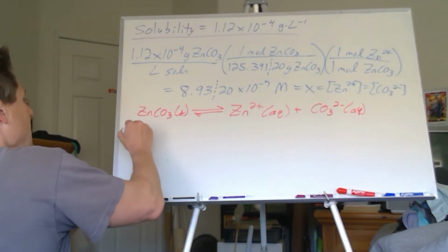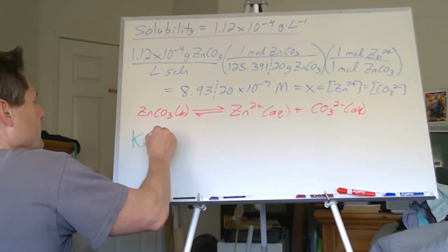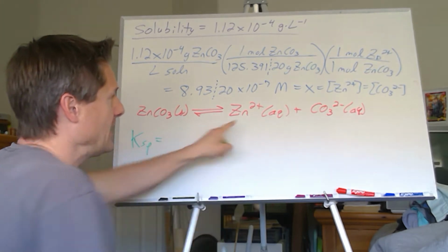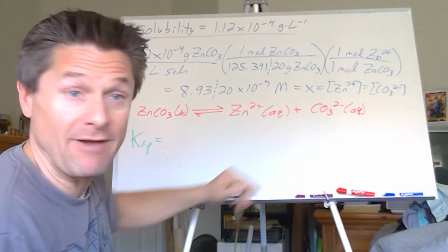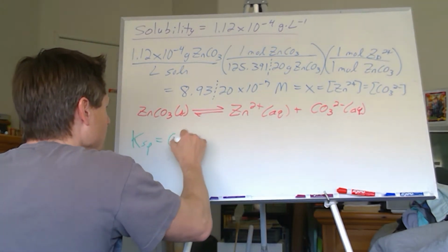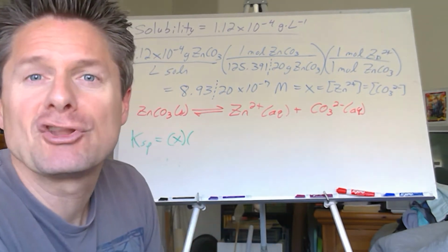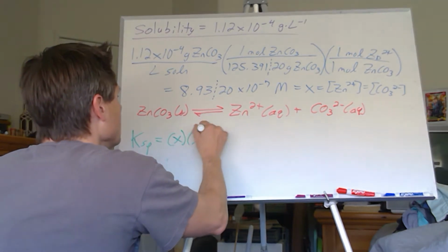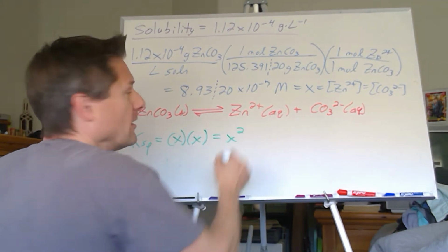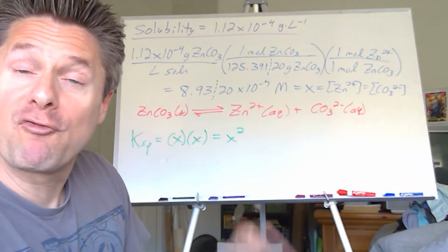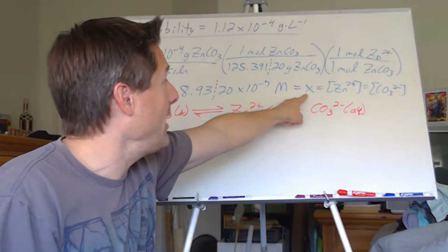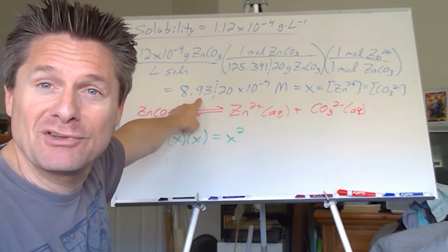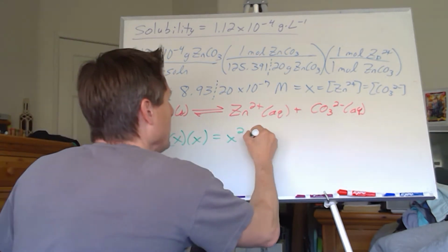Let's pop it out. KSP will be equal to the equilibrium concentration of zinc, which was defined as X, times the equilibrium concentration of the carbonate ion, which from the ICE table is X, if you look back. So that will just be equal to X squared. But from the solubility, we know what X is. It's 8.9320 times 10 to the minus 7. So let's plug that in.